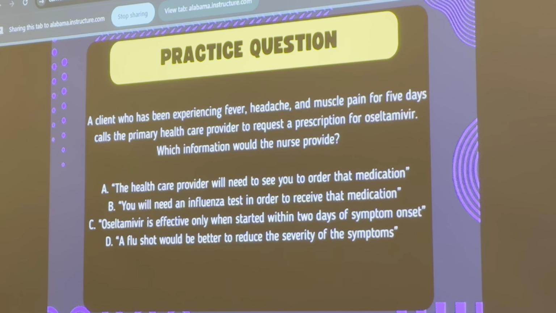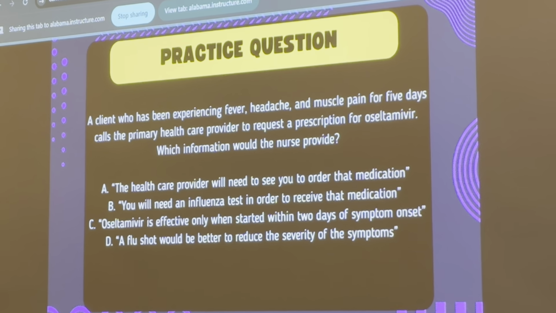Another question for you. Client who has been experiencing fever, headache, and muscle pain for 5 days calls the primary healthcare provider to request a prescription for oseltamivir. Which information will the nurse provide? Healthcare provider will need to see you to order that medication. You will need an influenza test in order to receive that medication. Oseltamivir is effective only when started within 2 days of symptom onset, or a flu shot would be better to reduce the severity of the symptoms.